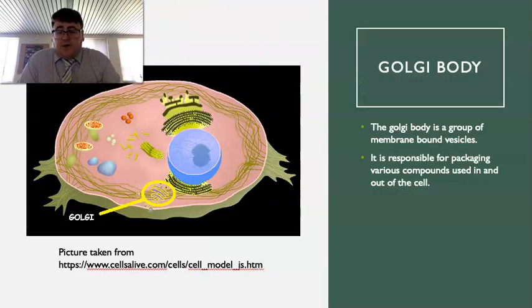Moving on, we have the Golgi body. You can find it right here, and again you would have labelled this in your plant and animal cell diagrams before. It's a group of membrane-bound vesicles that's responsible for packaging compounds that can be used in and outside of the cell. So very simple for the Golgi body.